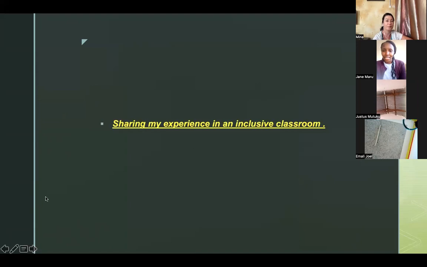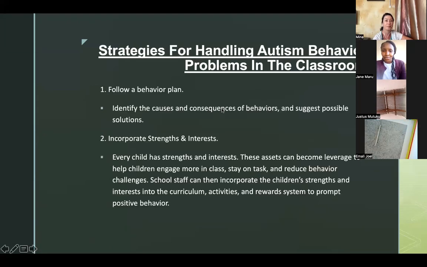Next slide. Yes. So we are going to look at the strategies for handling autism behavior problems in the classroom. Now, how are we able to manage, or how are we able to handle the autism behavior in our classroom? One of the things to consider is to follow a behavior pattern.